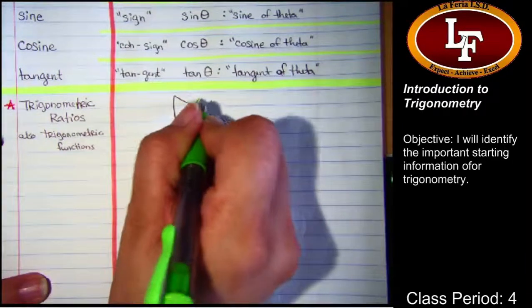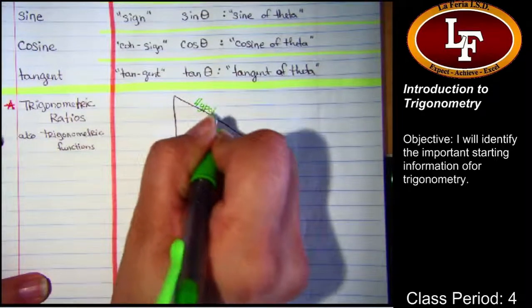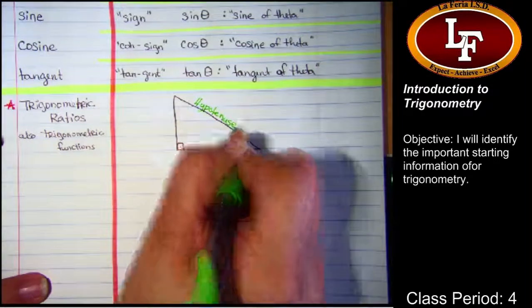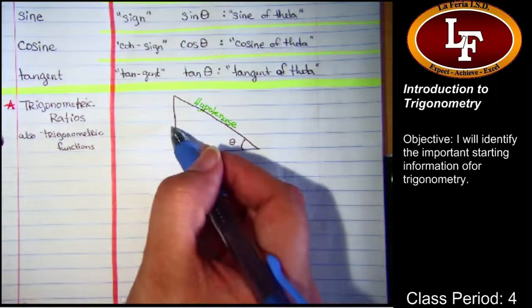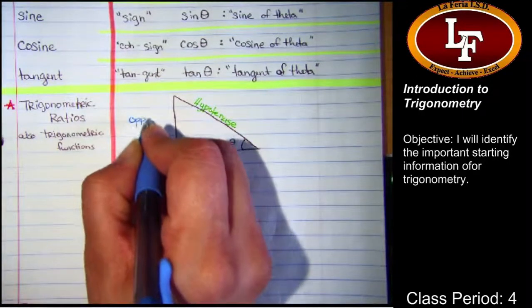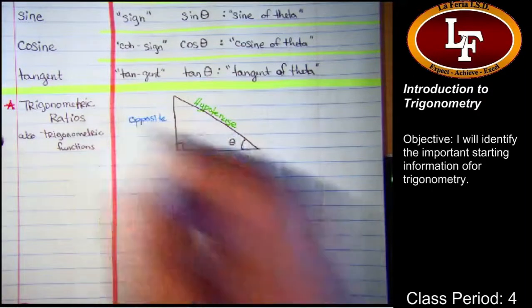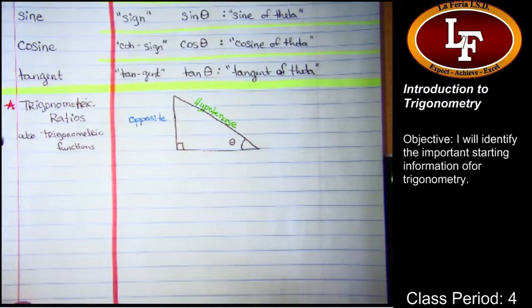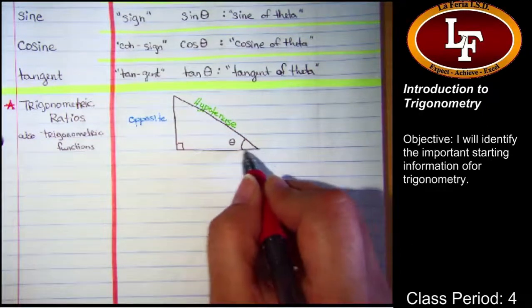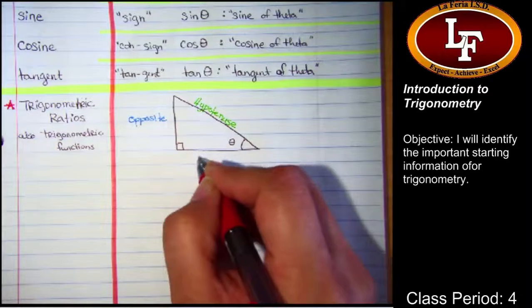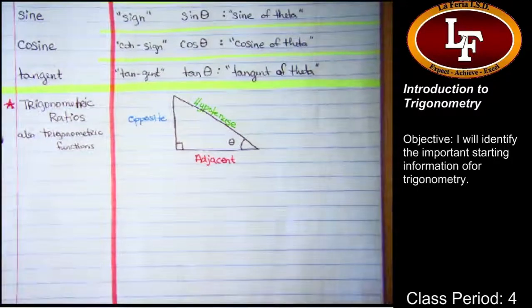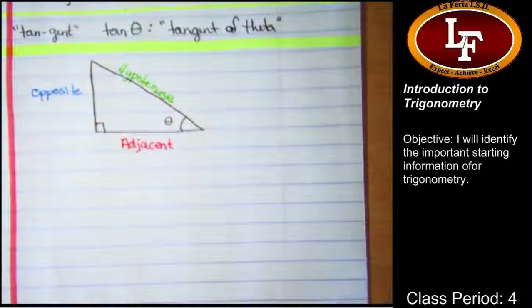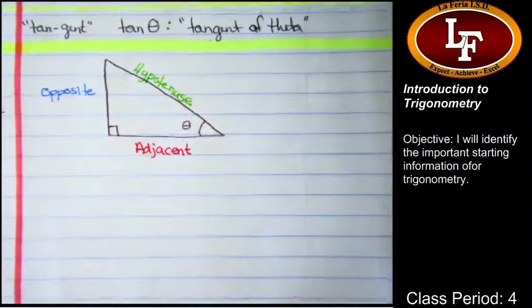The side across from the right angle is always the hypotenuse. And since we have a right triangle here, I'm going to name that one the hypotenuse. The side directly opposite the angle theta is the opposite side. We're going to call the opposite. We're so creative with these names. The side that's next to the angle theta, but is not the hypotenuse, is called the adjacent, meaning next to. I'm going to zoom in on my note-taking area so that you can see the writing a little more clearly.